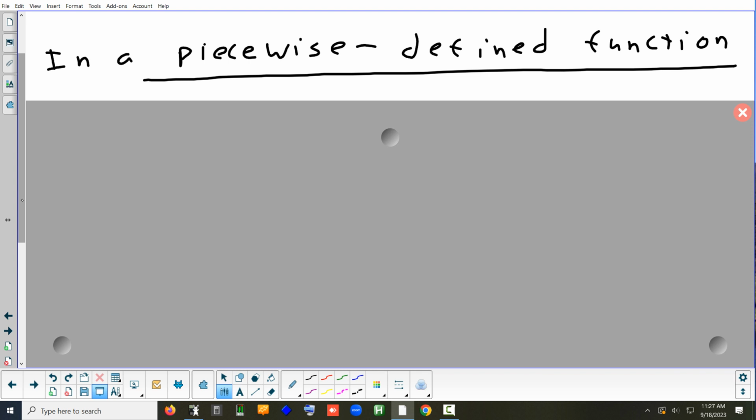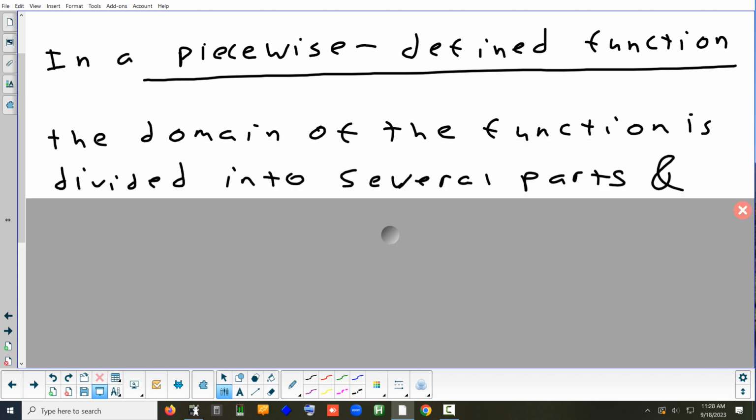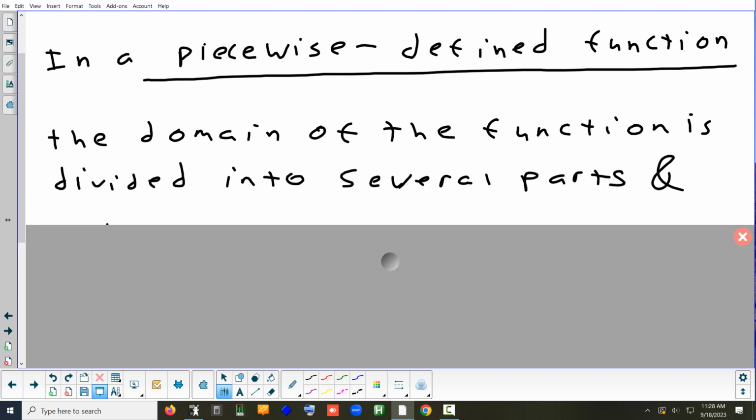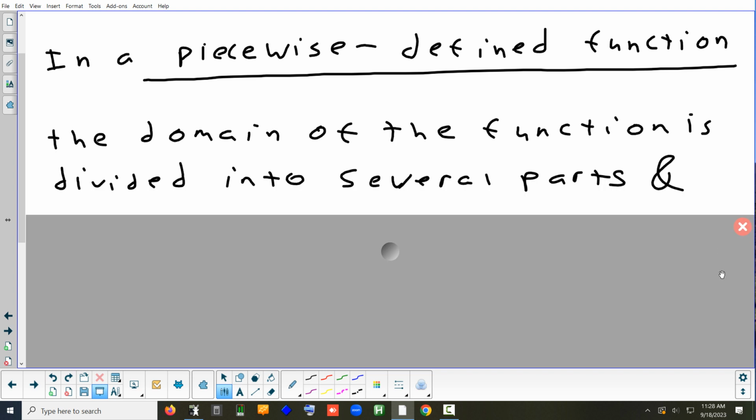So when you think of pieces, right, you think of multiple things, like pieces of cake. You don't think of the whole cake. You think of part of the cake. Well, that's what a piecewise function is. It's multiple functions drawn at the same time. And what we do is we divide the domain up.